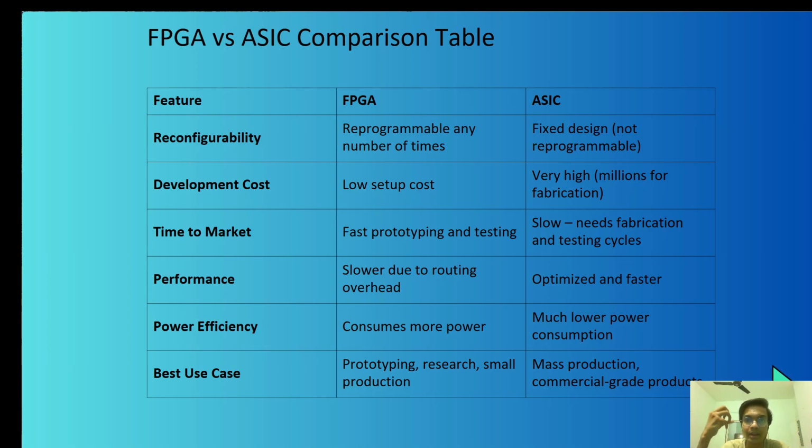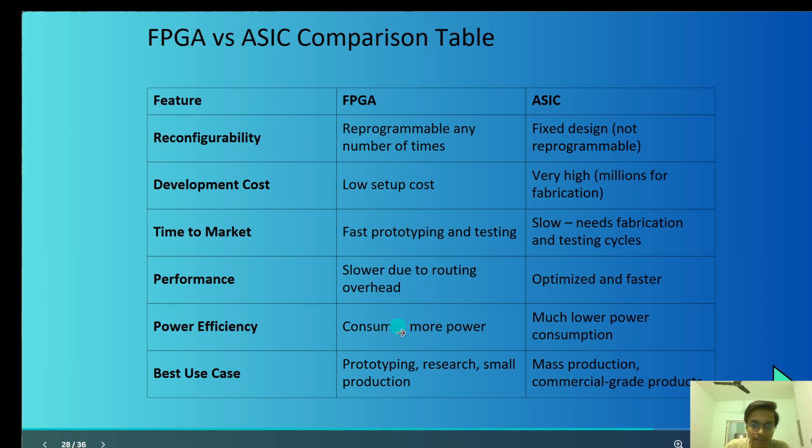Then how can we make it best? So it is always an optimized and faster version, while FPGA is a slower version because we test again and again and again, so it makes routing overhead. Power efficiency: FPGA consumes a lot of power while ASIC is optimized to consume lower power. And best use case: FPGA are used for prototyping, research purposes and all, while ASIC is for mass production, commercial production.